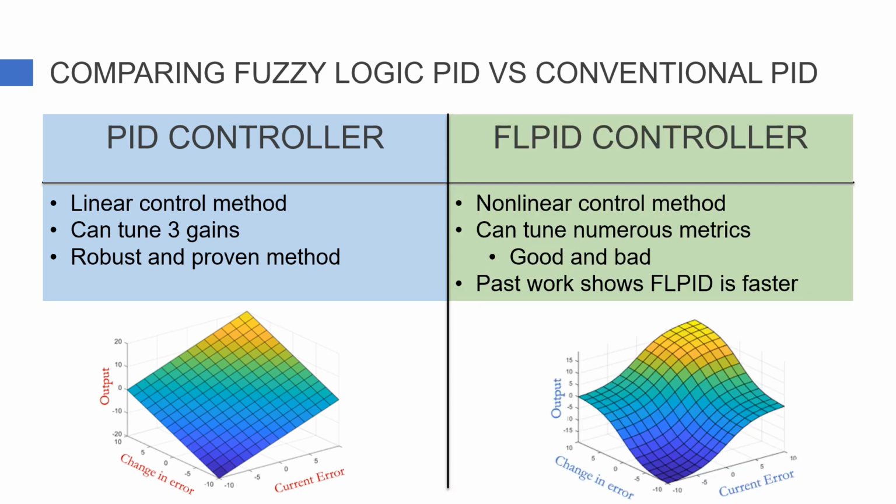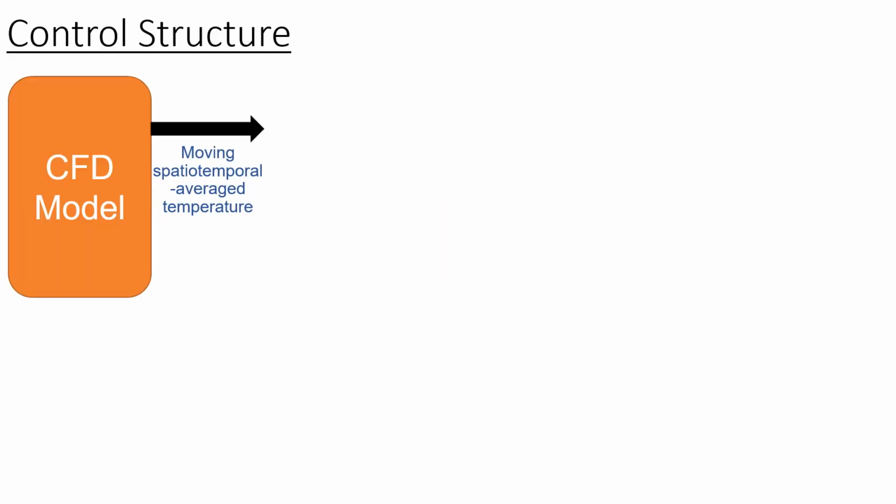However, now enter fuzzy logic PID control. This is a nonlinear method, as you see the planar system now contains curvature, and you can tune numerous metrics, and that's good and it's bad. It's good in that you have more levers to pull. It's bad in that now you have more tuning to worry about. But past work does show that fuzzy logic and PID is a better combination and faster than PID alone.